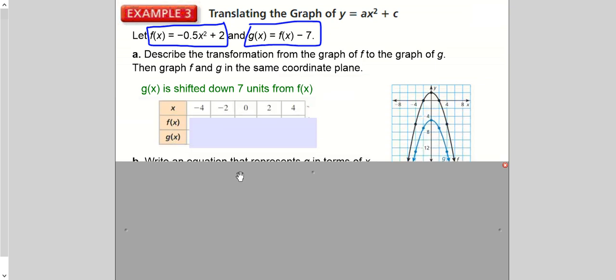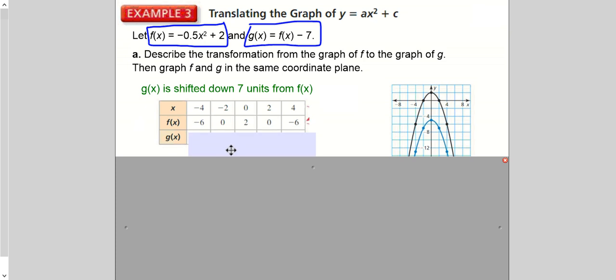So if we make a table, we use negative 4, negative 2, 0, 2, 4. You can pick any x's you want. But because we're going to multiply them by negative 0.5, which is essentially negative 1/2, if we pick numbers that are multiples of 2, our decimals and fractions go away. So we do that, square it, multiply it by negative 0.5, and add 2. And do that 5 times, we get these numbers.